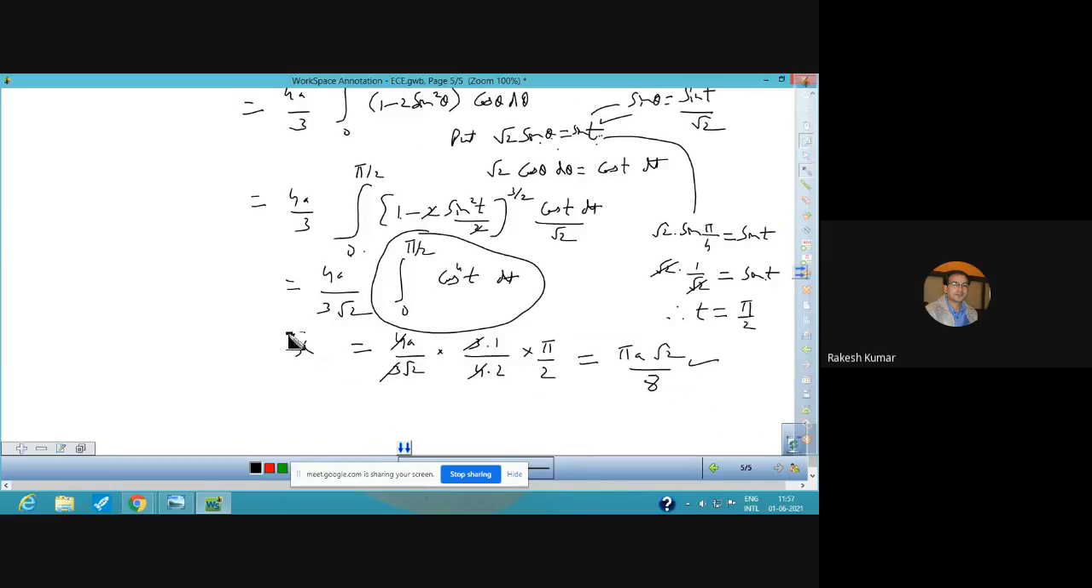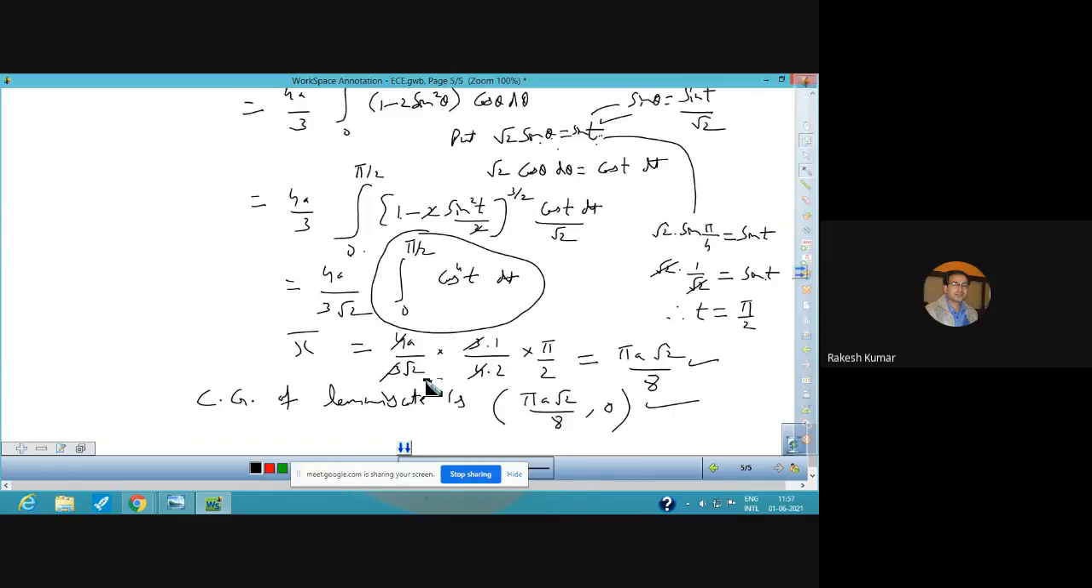So this is the x coordinate of center of gravity. Therefore, center of gravity of lemniscate is pi square root 2 upon 8, and y coordinate is 0. This is the center of gravity of the given lemniscate.